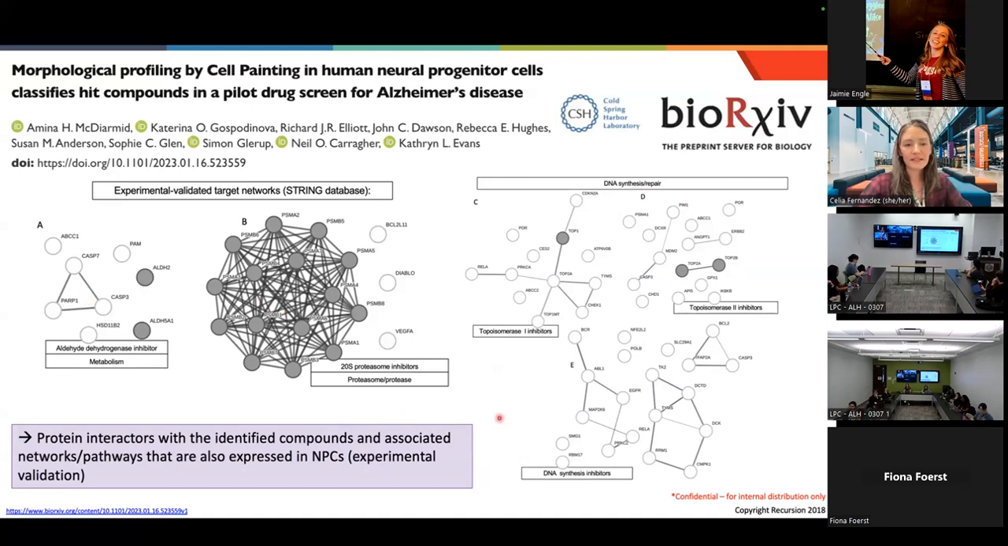And then finally, they did another kind of pathway analysis, and they found that protein interactors with the identified compounds and the known pathways are also expressed in the NPCs. And they did this experimentally. This wasn't just using databases that were already available. So it really seemed like, hey, these are real targets that are getting hit by these compounds that they identified. These could actually be leads for a drug discovery campaign.